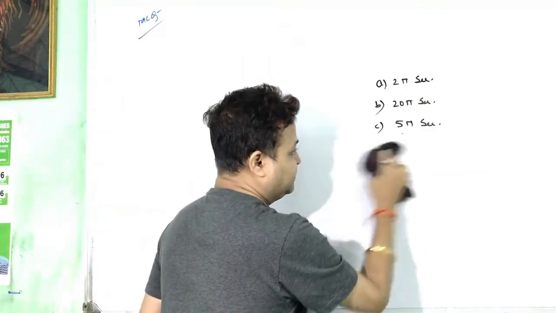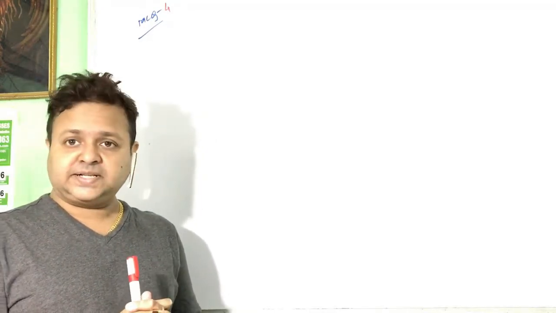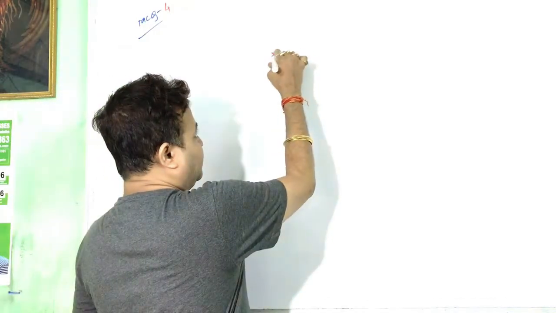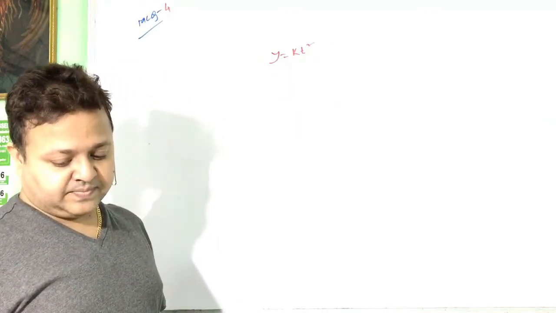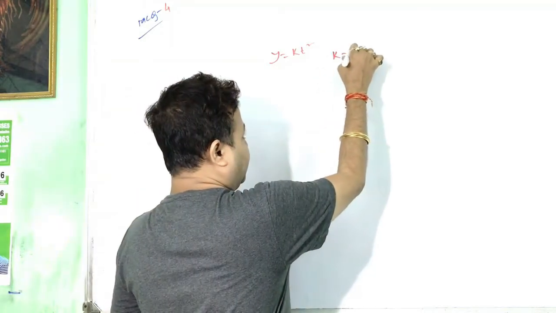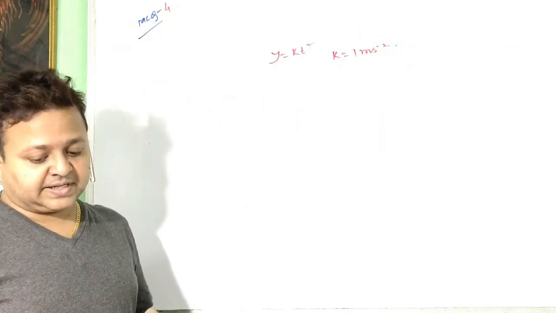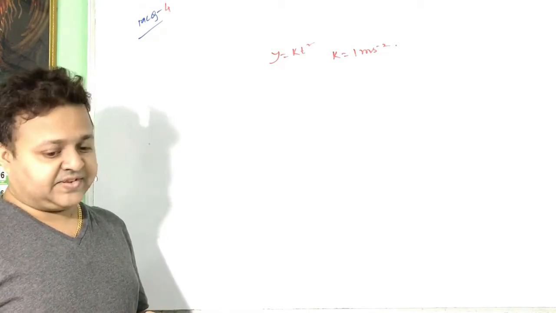The point of suspension is now moved upward according to the relation y equal to kt square, where k equal to 1 meter per second square, and y is the vertical displacement.